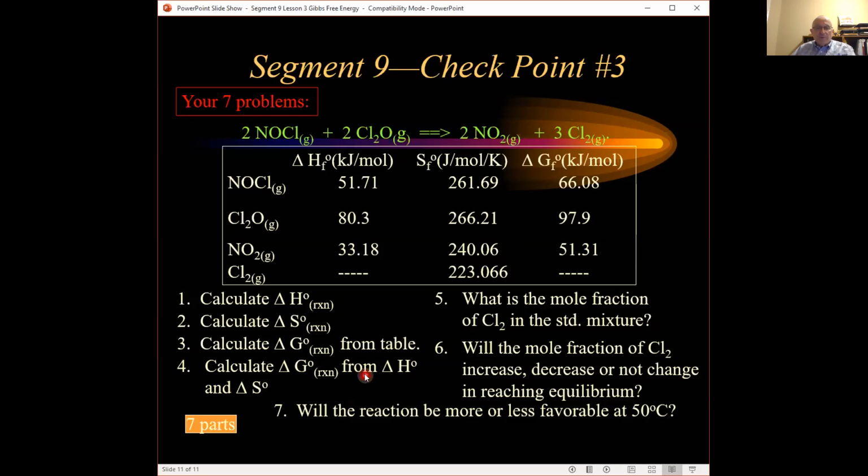in reaching equilibrium. And then will the reaction be more or less favorable at 50 degrees Celsius? Remember, table values are at 25. You can calculate the new value at 50 and make the comparison. So this is very much like all of the stuff that we have done in the lecture just now. So you can go through, be sure to work these checkpoints out.